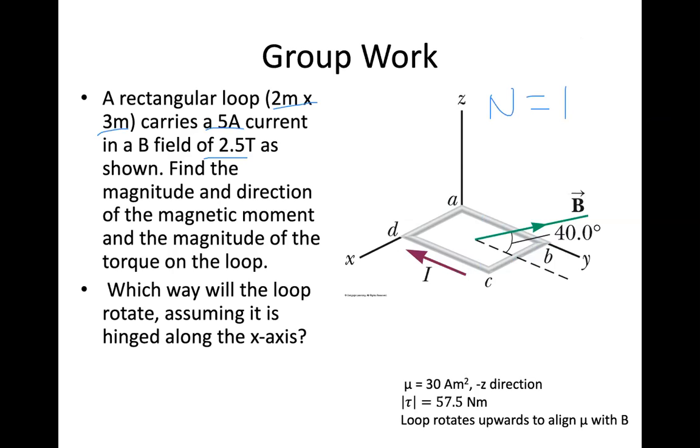Now we've already found the direction. It's in the negative z-axis, right? Points straight down into your page, down towards the ground in the negative z-axis. But we also want to find the magnitude of it. And then we want to find the magnitude of the torque. Okay, so let's try my best to redraw this and get those angles all taken care of.